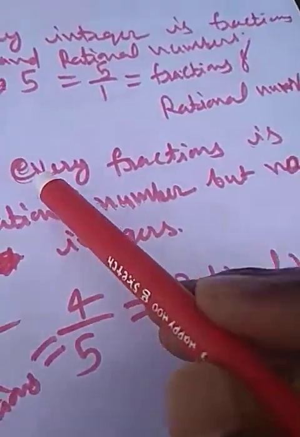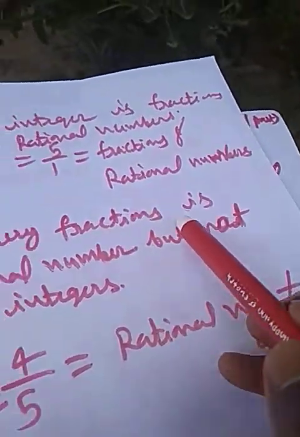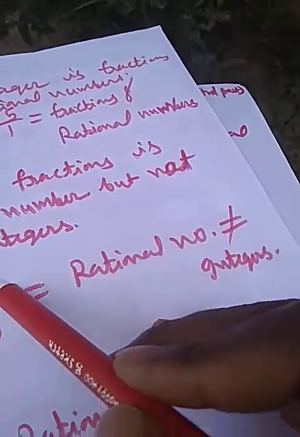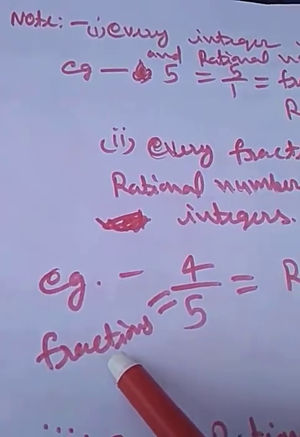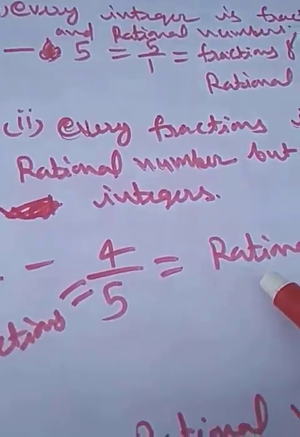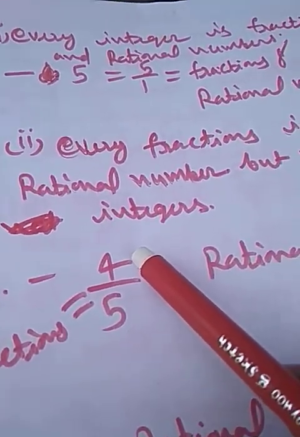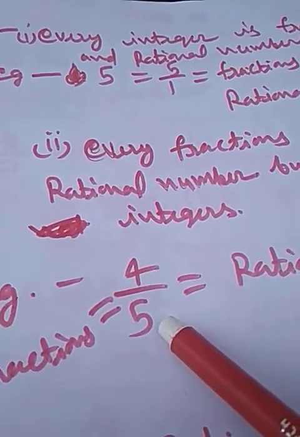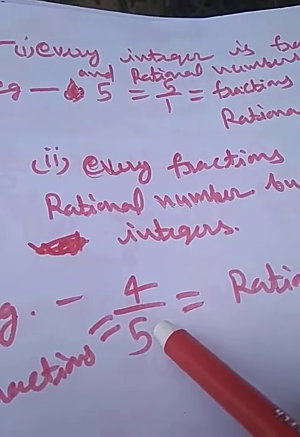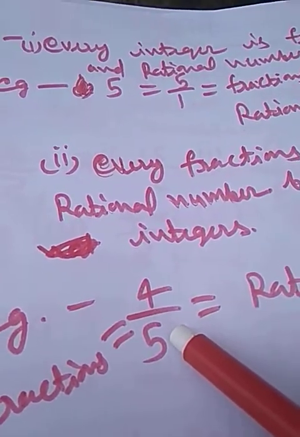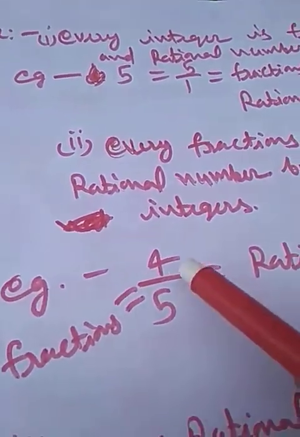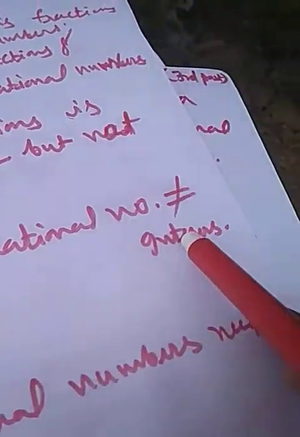Now second case, every fraction is a rational number but not an integer. Take an example. Suppose the fraction is 4 by 5. Here 4 by 5 is a rational number. How is it a rational number? Because 4 is an integer and 5 is also an integer. But it is not an integer because the denominator is 5, and any integer has denominator only 1 and not any other number. So 4 by 5, a fraction, is a rational number but not an integer.